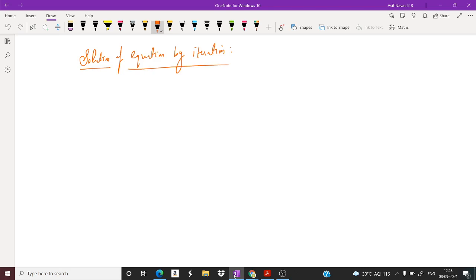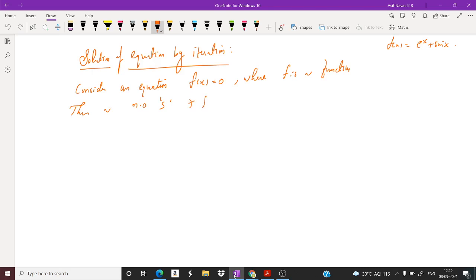So first of all, I define an equation. Consider an equation f of x equal to 0, where f is a function. For example, if f of x equal to e raised to x plus sin x, this is a function, and if I set it equal to 0, you will get an equation. Then a number s such that f of s equal to 0 is called a solution of that equation. What is a solution? A solution of an equation is the number s such that f of s equal to 0.